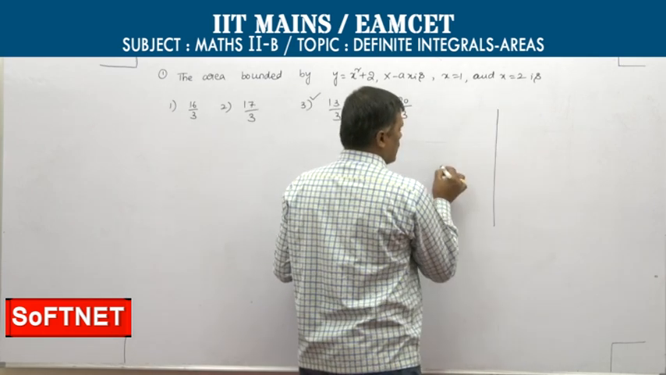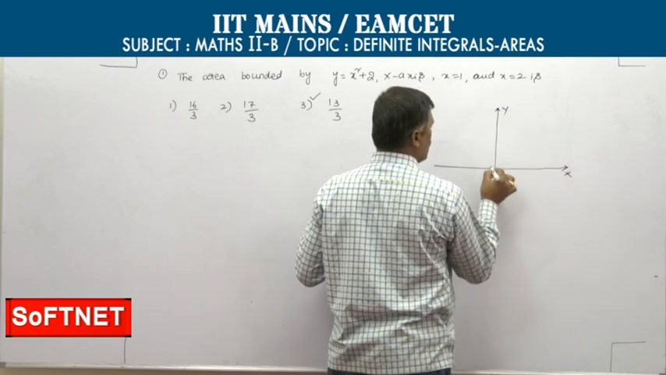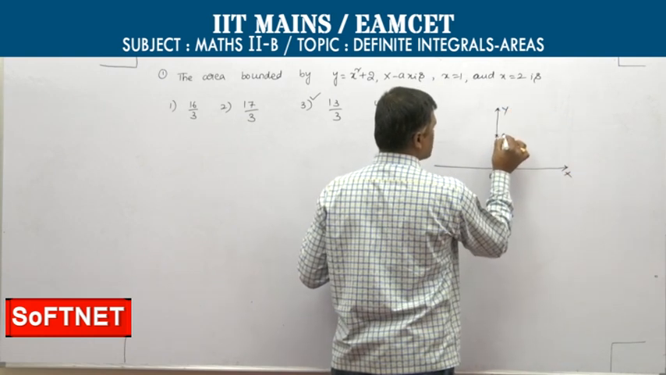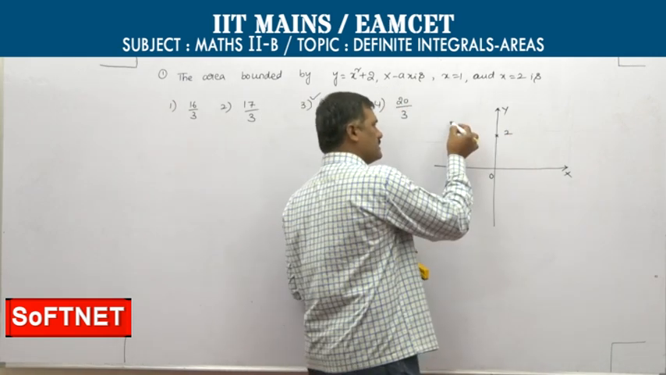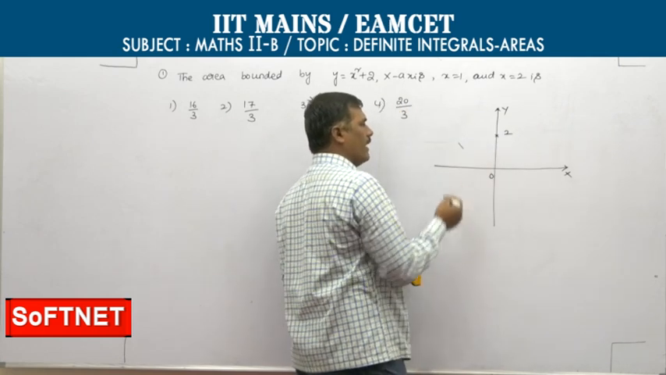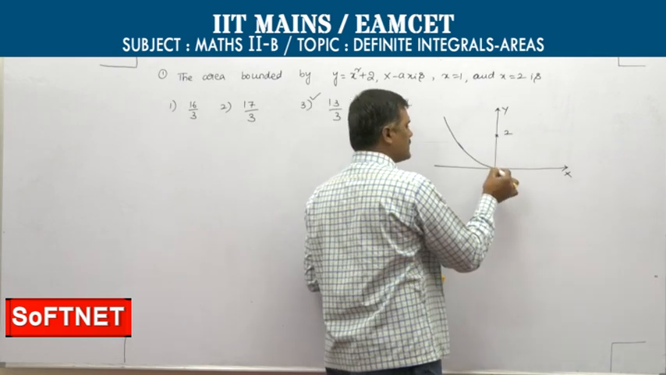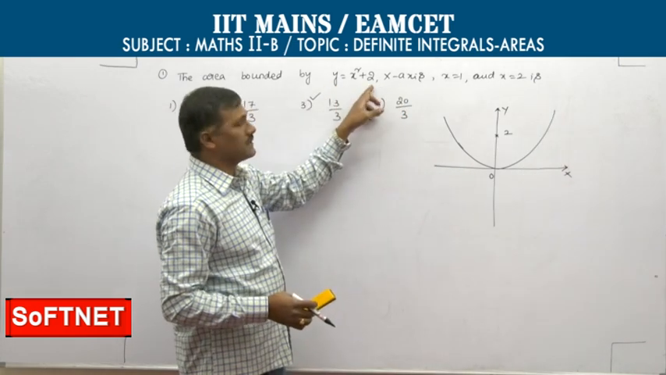First draw the figure. X axis and y axis, origin 0. It is 2 units above the x axis. y equal to x square is the standard form of the parabola x square equal to 4ay whose vertex is 0, 0. But the given curve is y equal to x square plus 2.